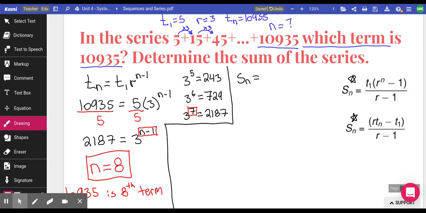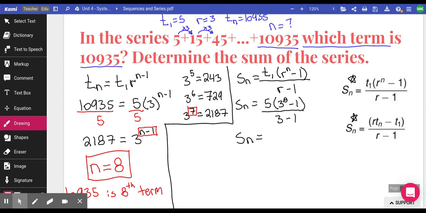So s of n equals t of 1 times r to the power of n minus 1, divided by r minus 1. I'm just going to fill that in. The first term is 5. r was 3 to the power of n, which is 8. And then subtract 1, divided by 3 minus 1. Again, I'm going to calculate that in chunks. So I'm going to figure out what the inside of the brackets equals. 3 to the power of 8 is 6,561. When I subtract 1, I get 6,560. In the denominator, I have 2.